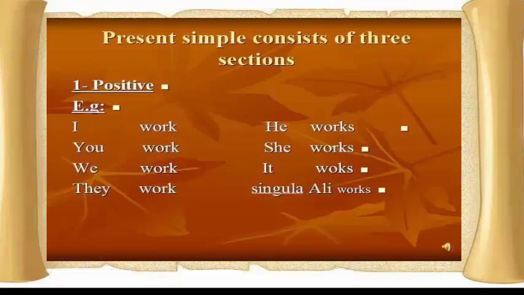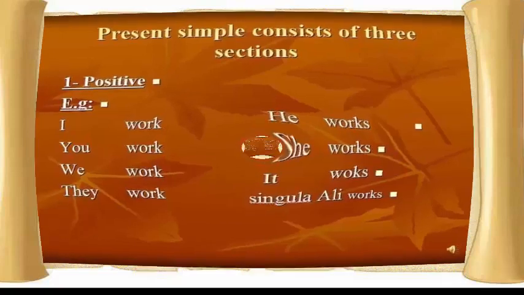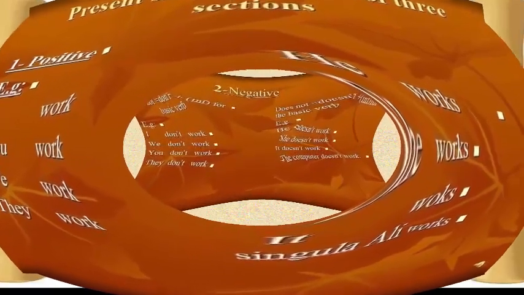But when the subject is the singular pronoun, we add s to the verb, as we know. He works. Repeat after me. He works. She works. It works. Or a singular noun, such as Ali works. We need to add s to the verb when the subject is he, she, or it.